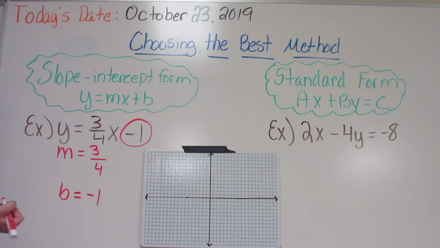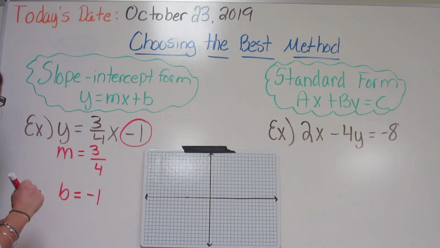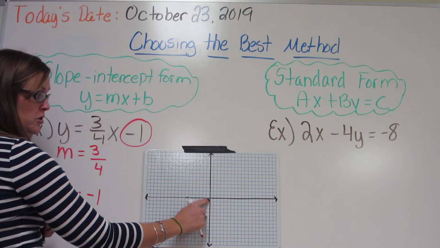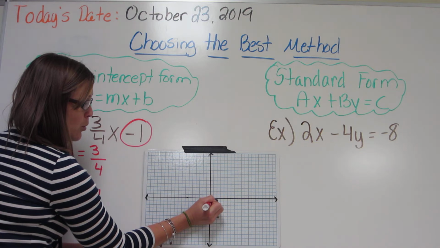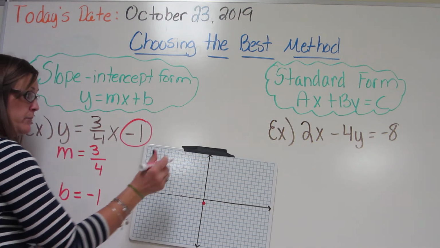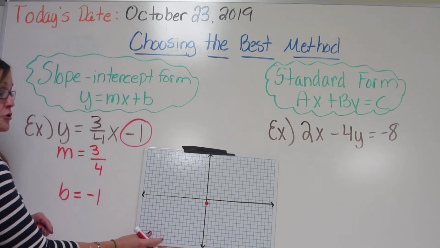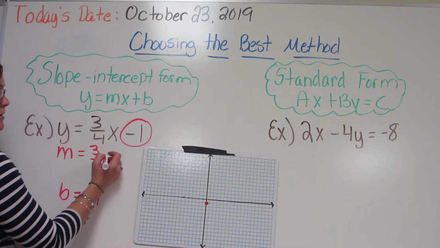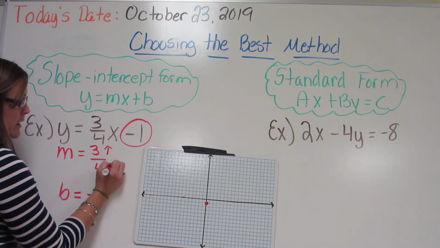In order to graph, step number 1 is to plot the y-intercept, which is your b. Your y-intercept is a point on your y-axis. So here's my origin on the y-axis. I'm going to go down 1, since this is -1, and put a point. That's going to be my starting point. Now, from here, your slope tells you how to move.